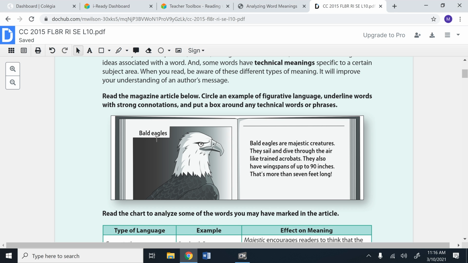This is obviously about bald eagles. It says, bald eagles are majestic creatures. They sail and dive through the air like trained acrobats. They also have wingspans of up to 90 inches. That's more than 7 feet long.